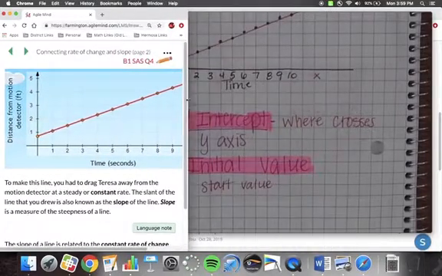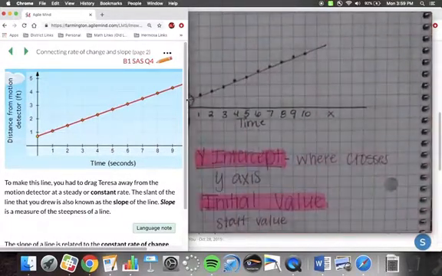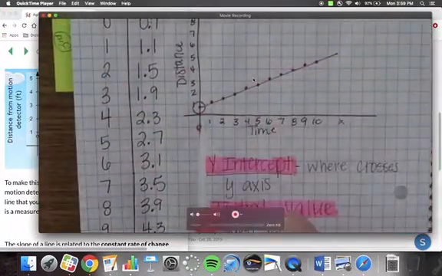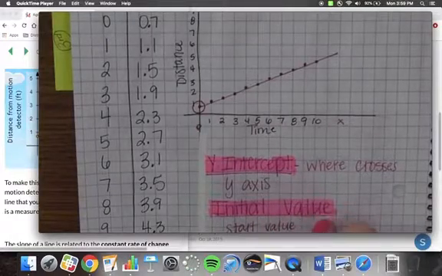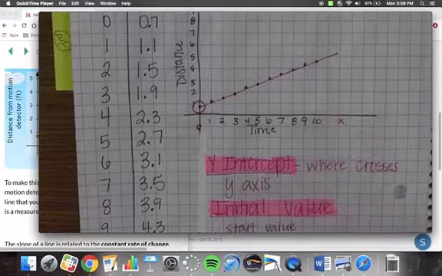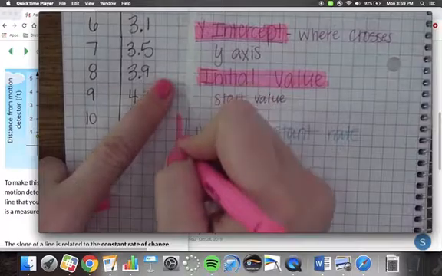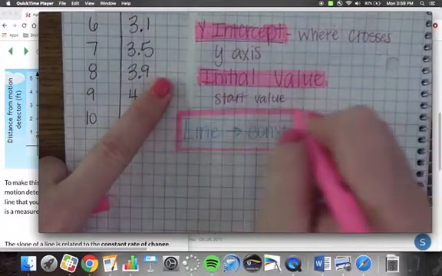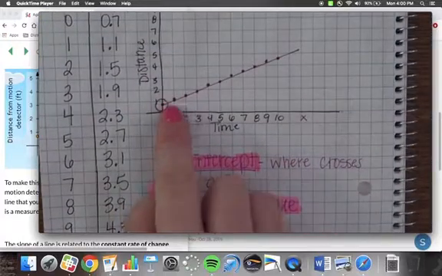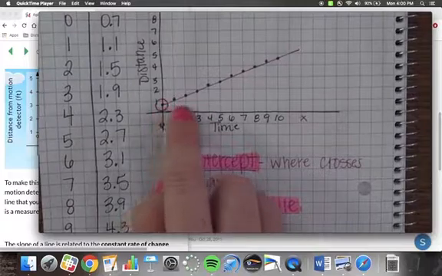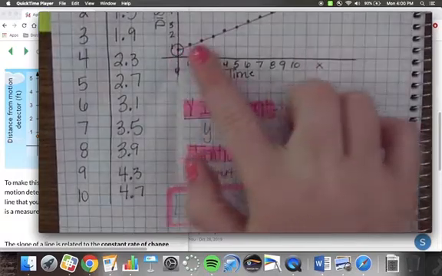And then we talked about this a little bit last week, but I'm going to make sure. Notice this is a straight line. So since it is a straight line, we know it has to be a constant rate. So it's a line, so it's a constant rate because it keeps going up the same amount. For every time it changes, this rate has to be the same. So it's going at a constant rate because it's a straight line.